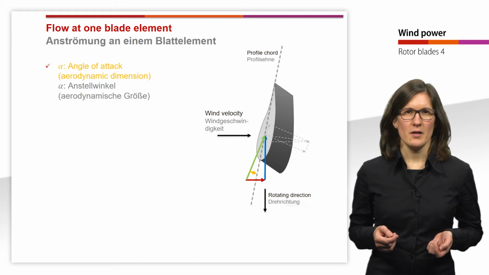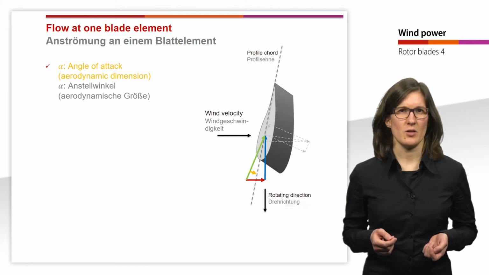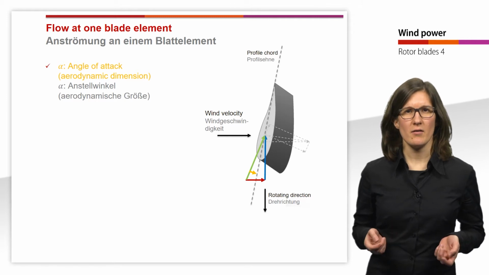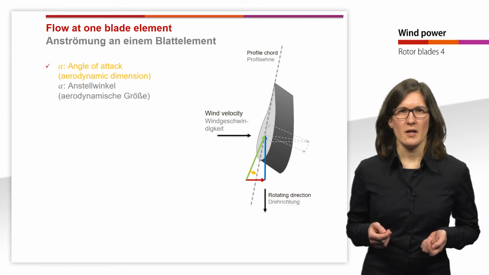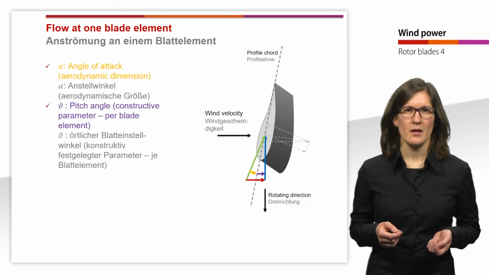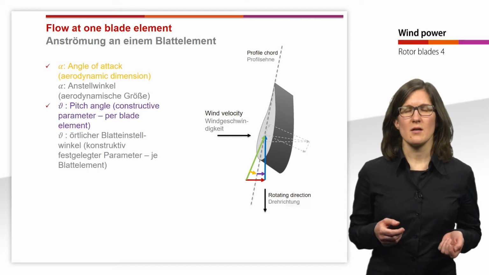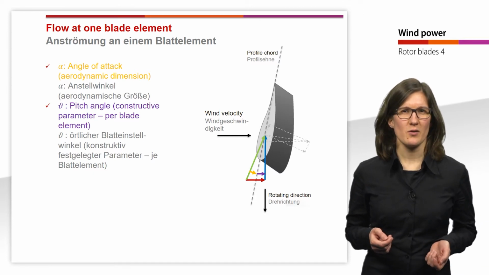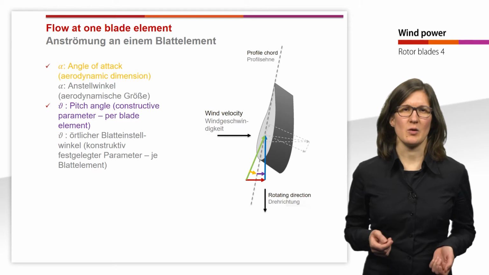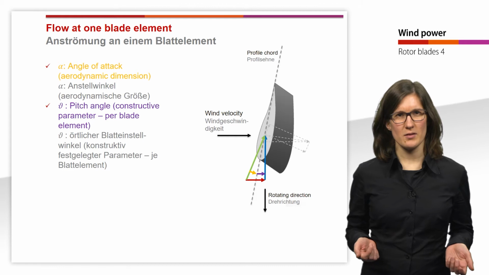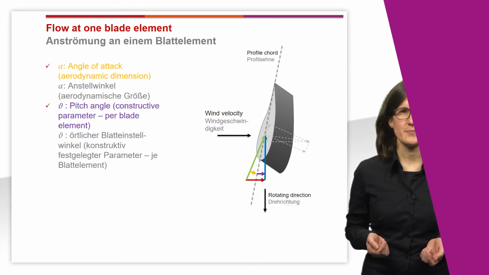And in yellow, the angle of attack alpha is shown. This is the angle between the resulting velocity VR and the profile chord. And this angle is an aerodynamic dimension. And in purple you can see the local pitch angle theta. This is the angle between the profile chord and the velocity U. And this angle is a constructive parameter. It differs for every blade element.